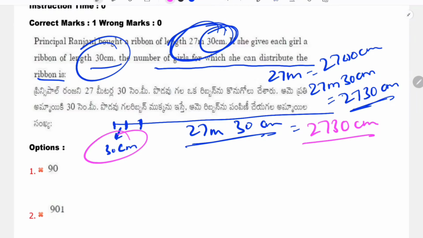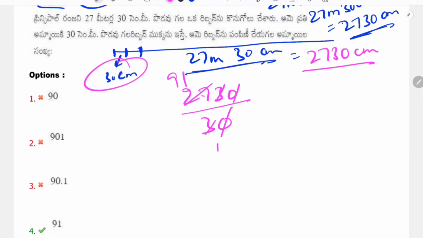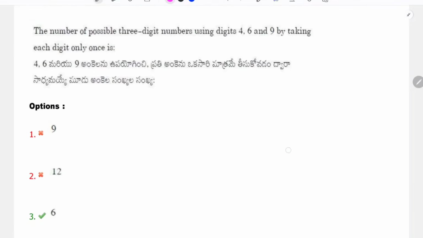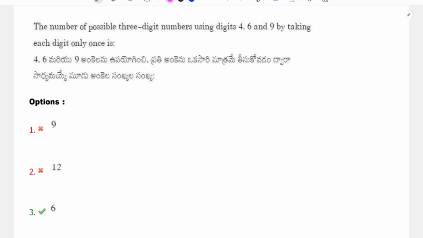So each girl gets 30 centimeter. So you have to divide 2730 divided by 30. Right. 0 and 0 cancel. 3 ones are 3, 3 nines are 27, and here you are having 3 ones are 3. So how much are you getting here? 91. So for 91 girls we can make portions like this. So very simple questions are asked in this part of the maths. 30 questions are there in the maths. You have to be careful in this one to score.